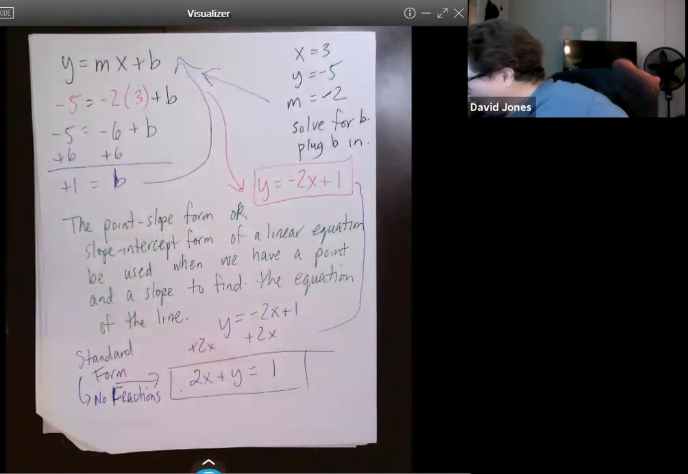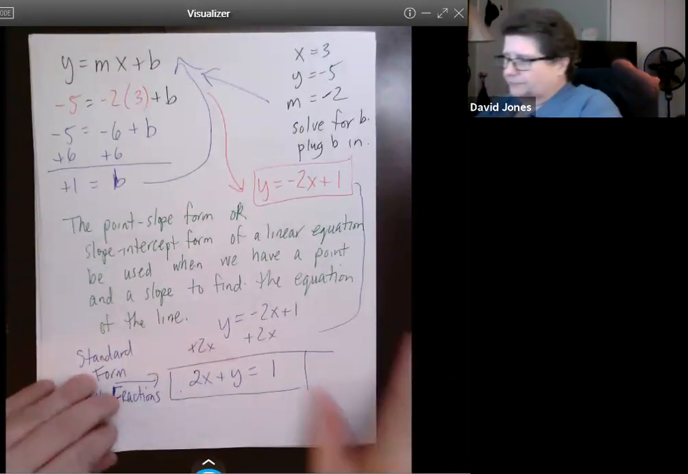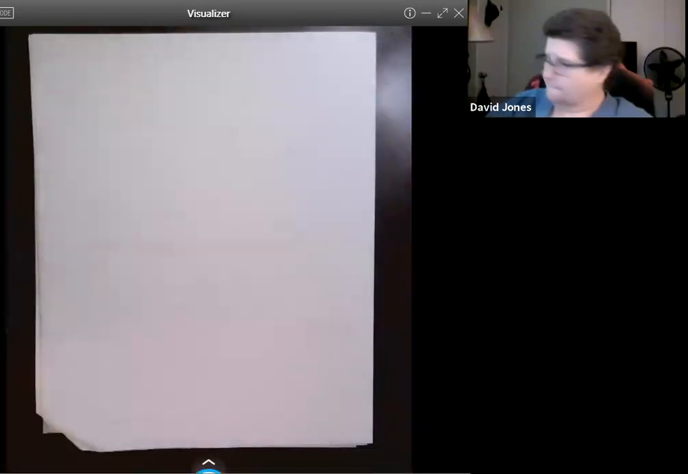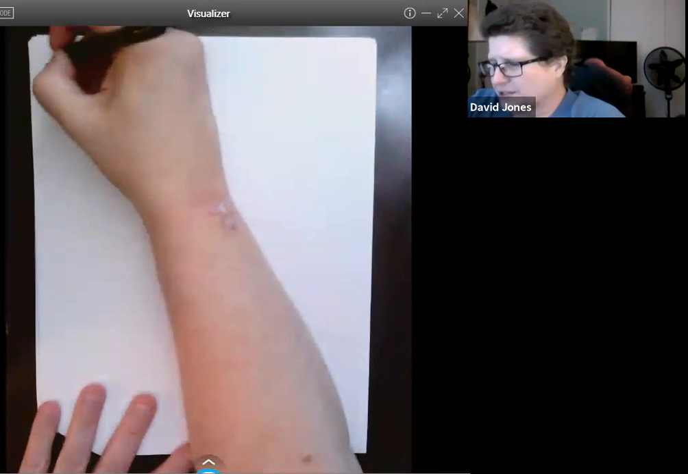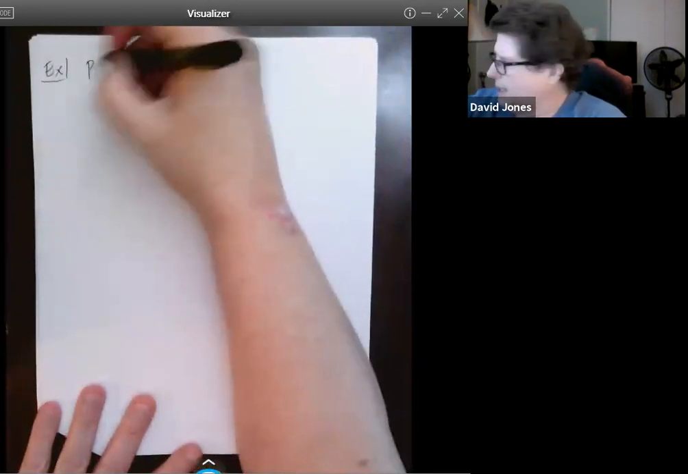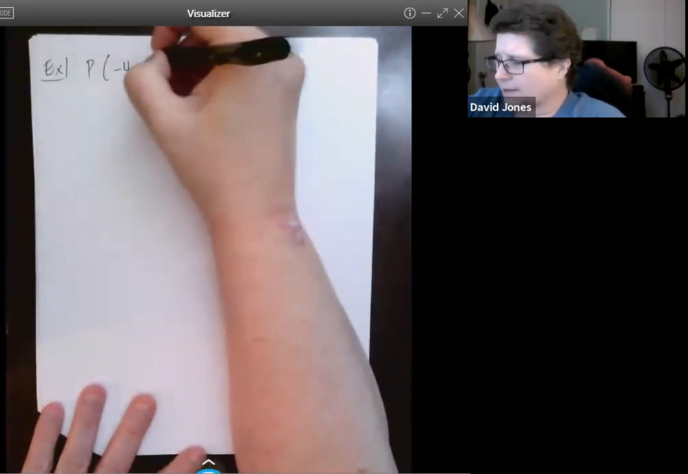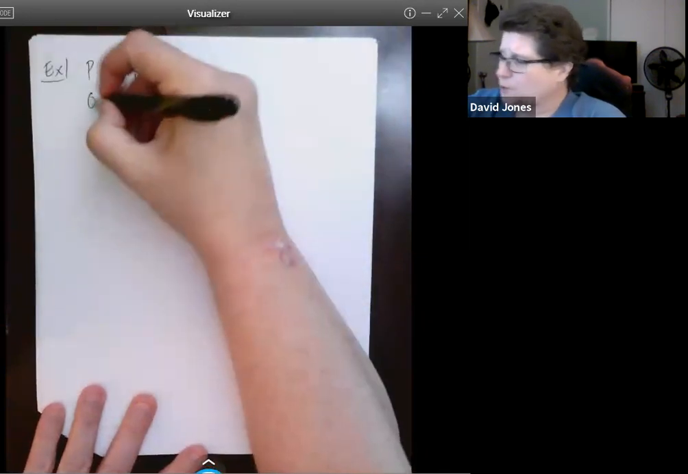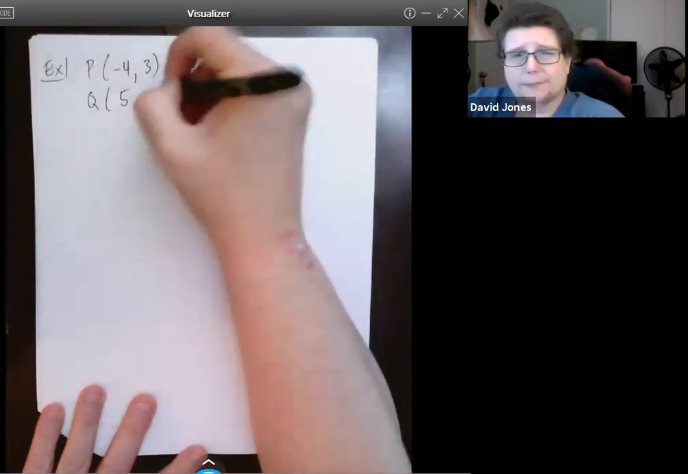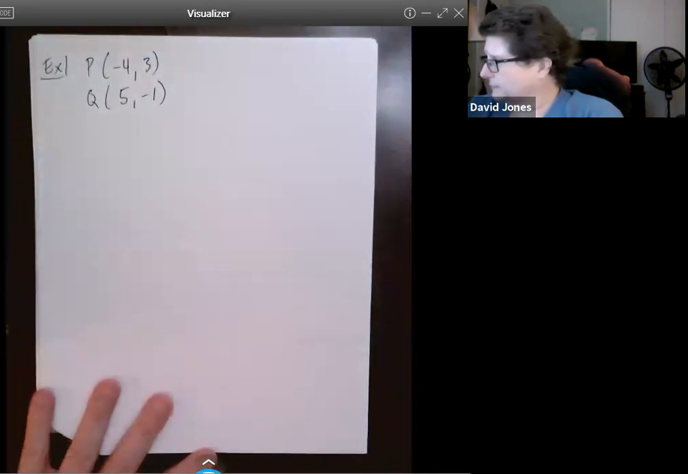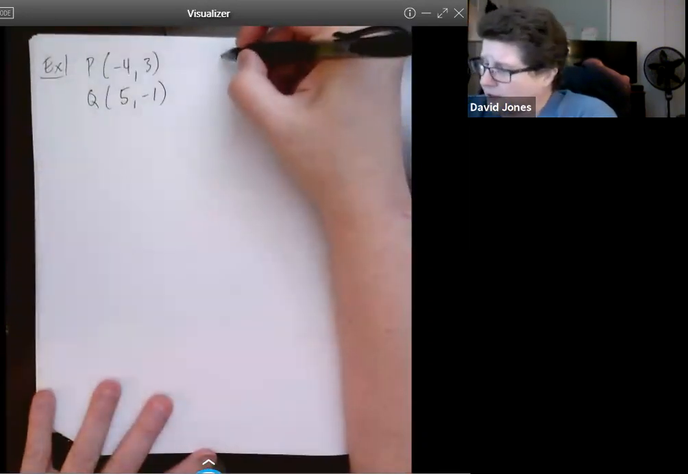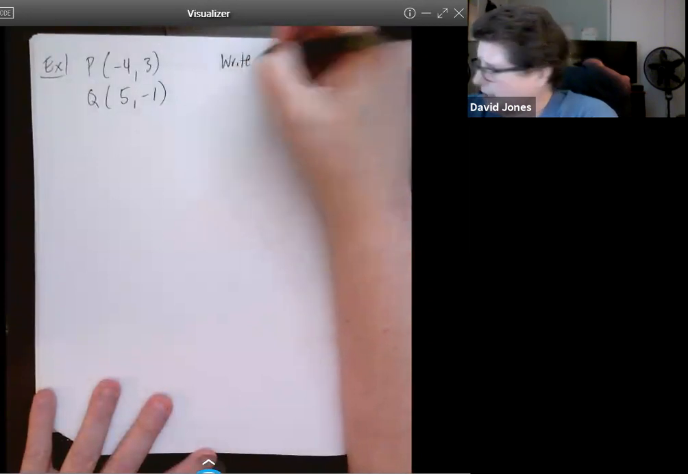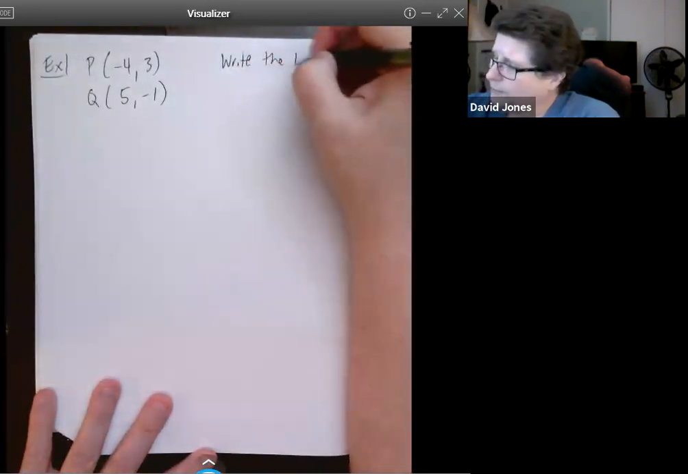All right, let's take it up a notch. In this example, we're not given the slope. We're given 2 points. Point P is -4, 3, and Q is 5, -1. And the goal or objective, write the equation in standard form.